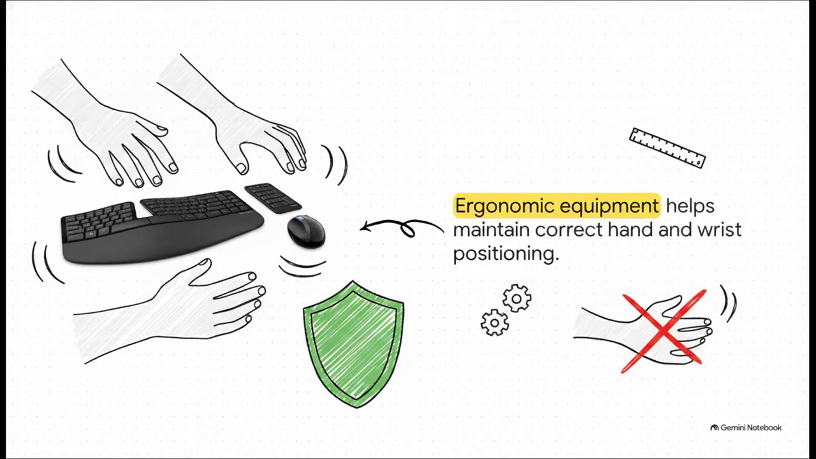Of course, your physical equipment needs to support this posture. Using a proper ergonomic keyboard and mouse setup helps keep your wrists completely straight when you type or click. And a pro tip, place the mouse close to the keyboard to help you avoid extending your arm and overreaching. Using equipment that is actually designed for natural hand positioning goes a long way in preventing devastating overuse injuries like carpal tunnel syndrome and chronic wrist pain.